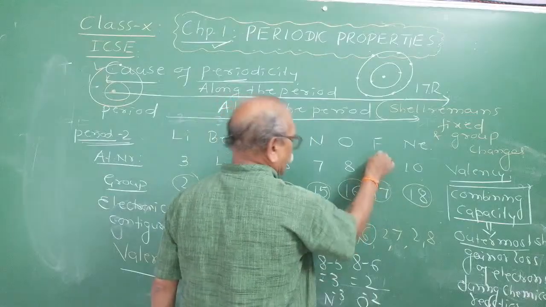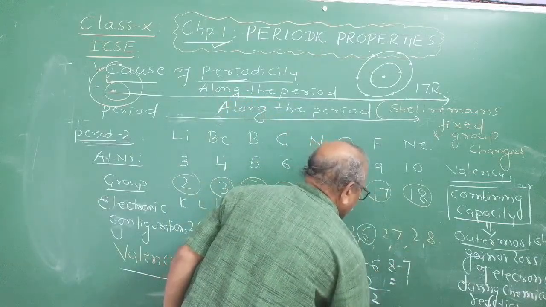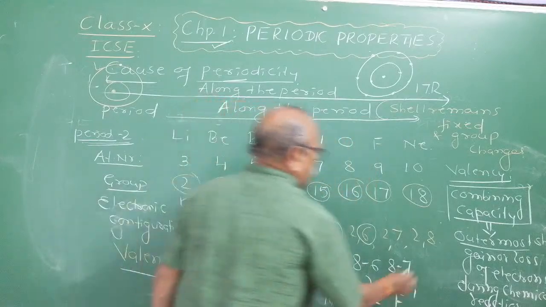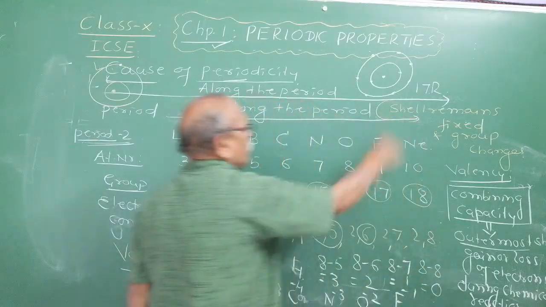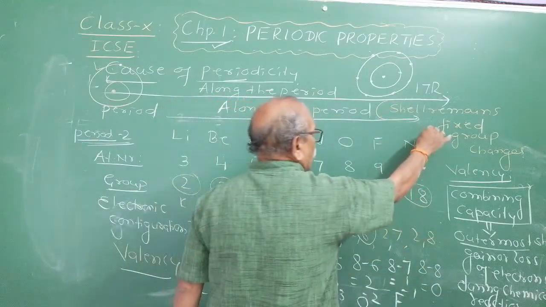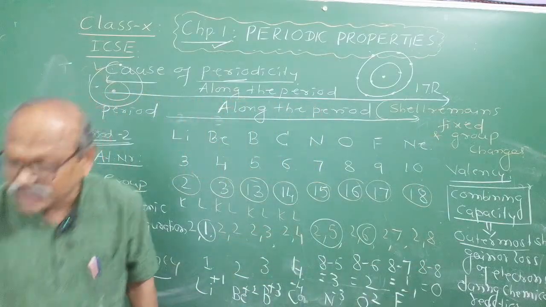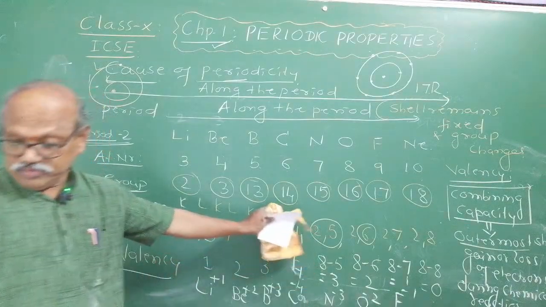Then you have fluorine. Fluorine: 8 minus 7 is equal to 1. Therefore, all of the fluorine family will have valency minus 1. And inert gases: 8 minus 8 is 0. Therefore, as their valency is 0, all inert gases will have valency 0. Therefore, their combining capacity is 0. Therefore, they are chemically not reactive.